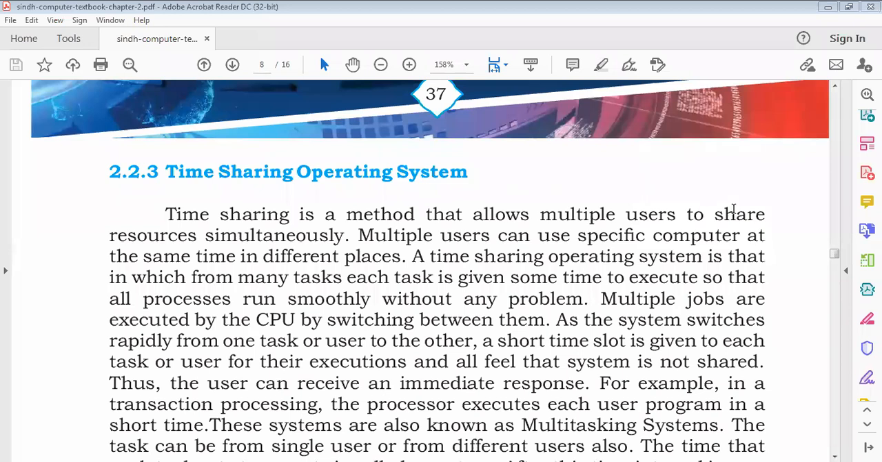Time sharing operating system is a method that allows multiple users to share the resources simultaneously. Multiple users can access the computer at the same time in different places. A time sharing operating system is one in which, from many tasks, each task is given some time to execute so that all the processes run smoothly.